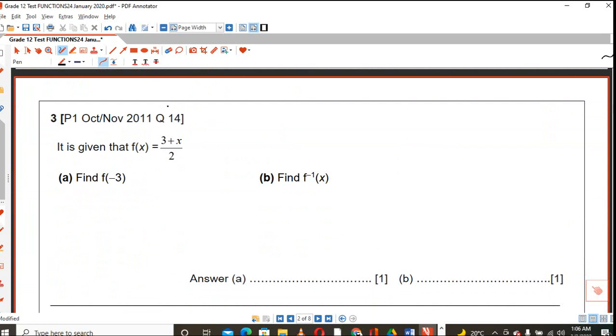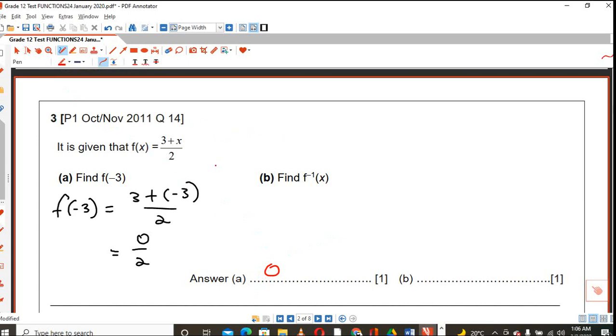You have the function f of x is equal to (3 plus x) upon 2. Find f of negative 3. So f of negative 3 means everywhere where you have that x, you substitute it. Of course you're going to have 0 divided by 2, and anything into 0 is equal to 0.